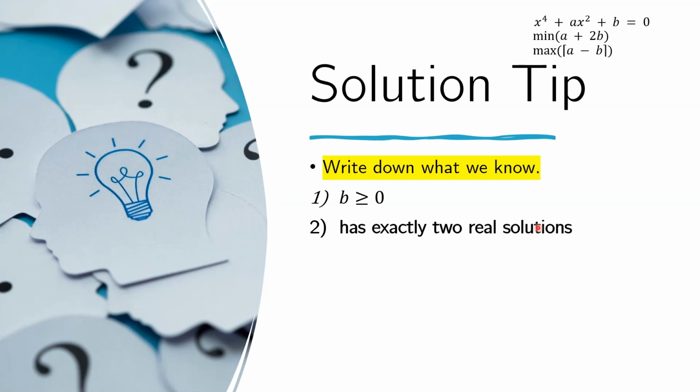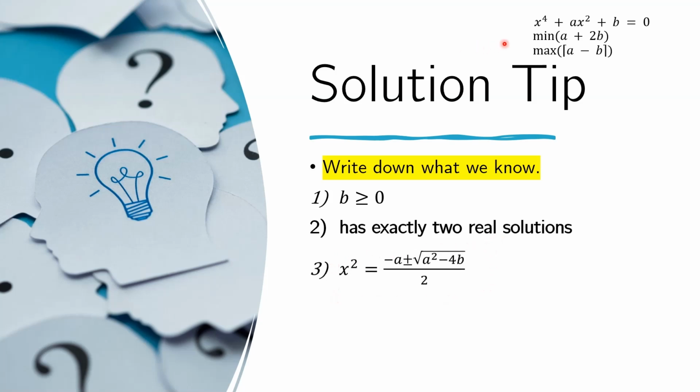So normally, for an equation of degree 4, we would have four solutions. We would have four roots of this left-hand side. But in this case, the problem states that there are exactly two solutions and that those solutions are real numbers. And so what that means is that at least one of the solutions repeats, has a multiplicity that is greater than 1.